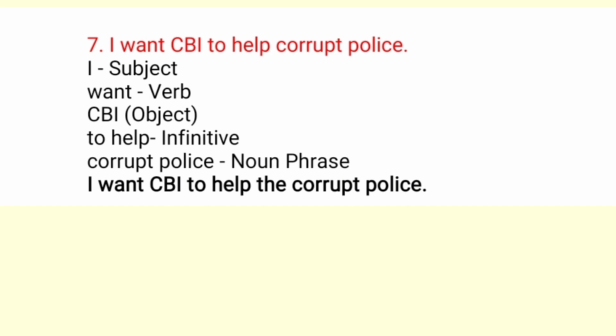Okay, let's look at this example also. I want CBI to help corrupt police. Now, this sentence also communicates two different structures with two different meanings. Let's understand the first one. In the first one, I is the subject, want is the verb, CBI is the object, to help is the infinitive, and corrupt police is the noun phrase. Okay, here is the difference. And the meaning communicated by this structure is, I want CBI to help the corrupt police.